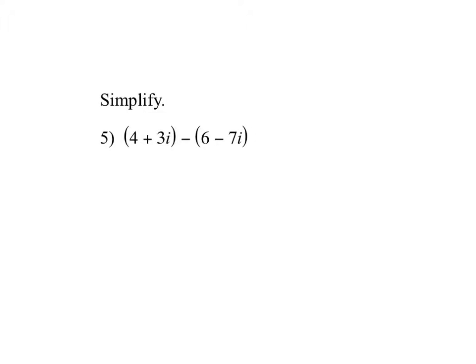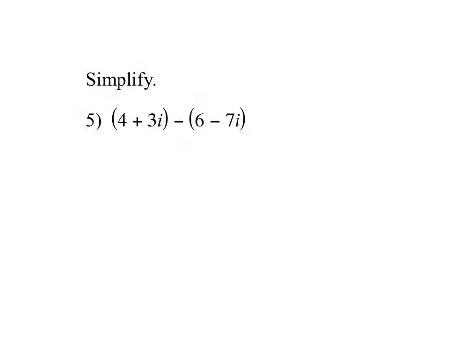Okay, now I can treat the i as a variable, and I can do operations with it. So my first step here is that I'm going to distribute that negative over here. So I have 4 plus 3i minus 6 plus 7i. Now I'm going to subtract 4 minus 6, which is negative 2. And then my like terms are 3i and 7i, so I have plus 10i.